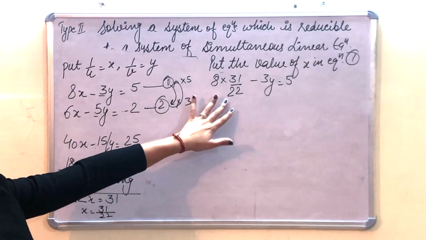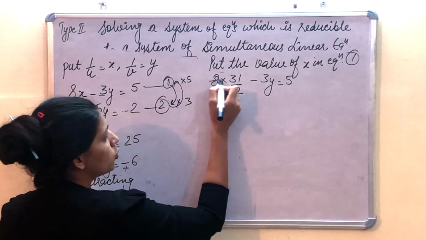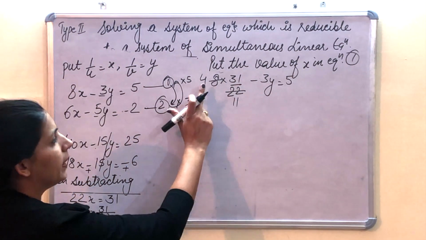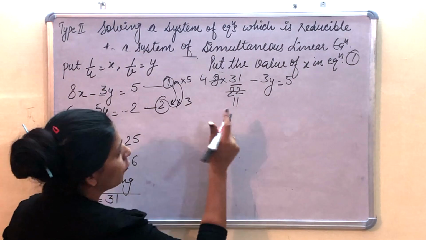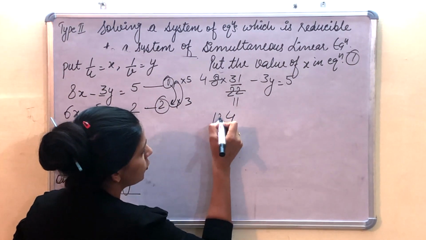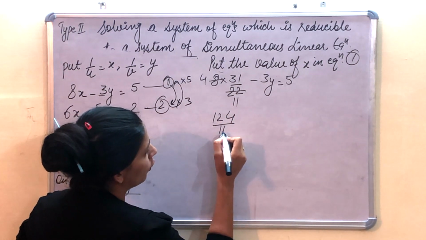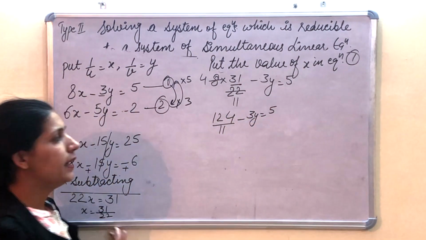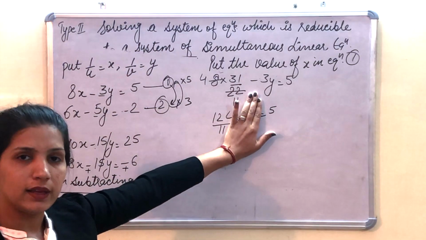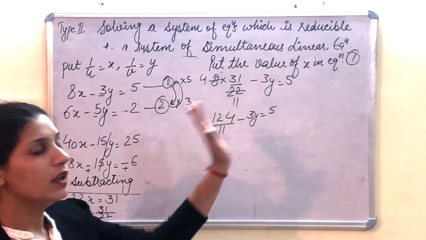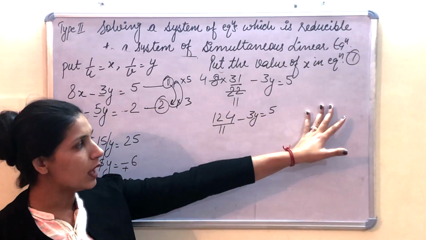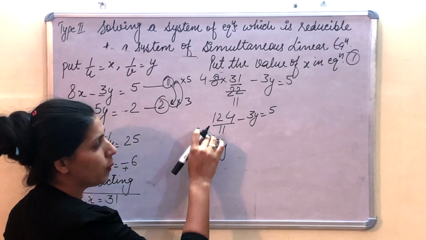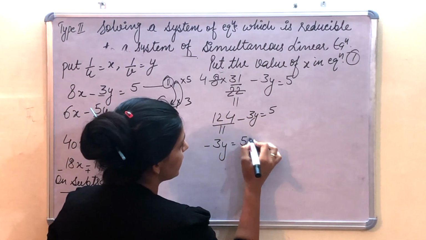So here both the numbers are cancelled by 2. 2 4s are 8. 2 1s are 2. 2 1s are 2. Multiply 4 and 31. 4 1s are 4. 4 3s are 12. It is 124 by 11 minus 3y is equal to 5. But here we have to find the value of y. So we have to shift all the numbers, all the coefficients to the other side. So here 124 by 11 it is of positive, on the other side it is of negative.